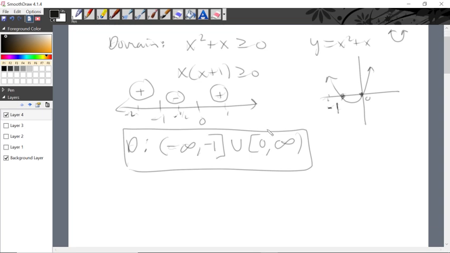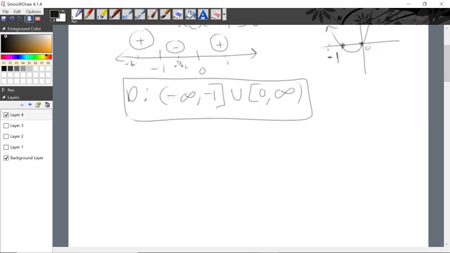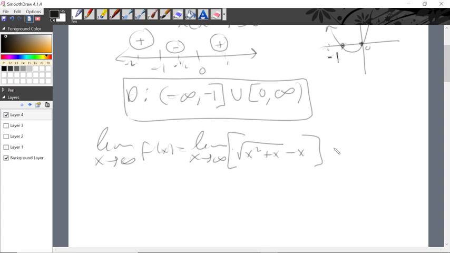There's our domain. And now this answers the question, should we investigate the limit of this as x goes to negative infinity as well as going to positive infinity? Okay, I'm going to take a look at that right now. The limit as x goes to infinity of f of x. First, the limit as x goes to infinity of the square root of x squared plus x minus x. This is going to give us infinity squared plus infinity, so this is infinity. The square root of that is still infinity, right? So we have infinity minus infinity, and that is our indeterminate form.